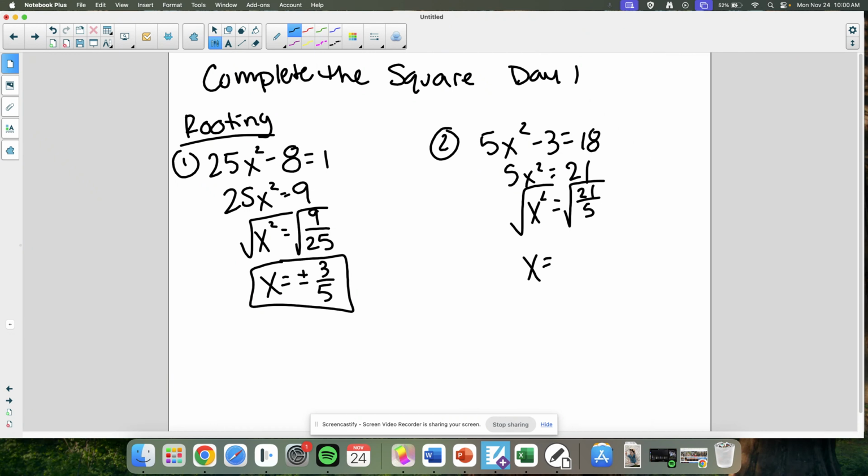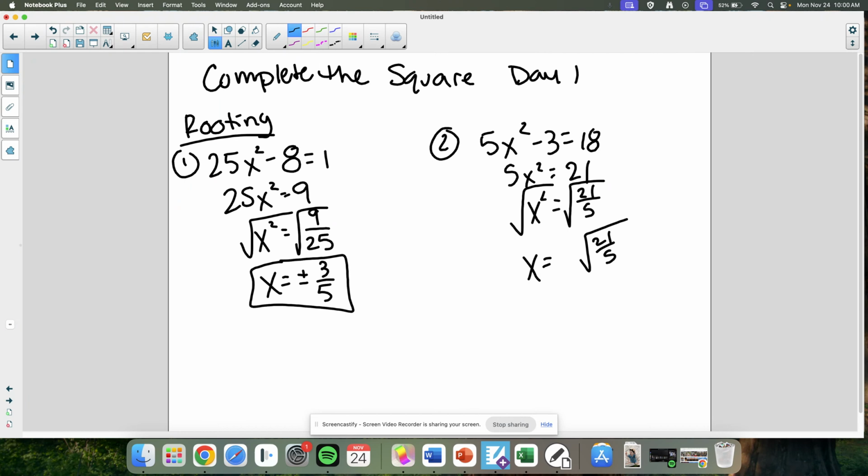Now these two problems look pretty similar, but now they're going to be very different. How is this fraction 21/5 different than 9/25? They're not perfect squares. So what do you think I'm going to tell you guys? If they're not perfect squares, what do you think we're going to do with them? Just leave it. So our answer is just going to be the square root of 21 divided by 5.